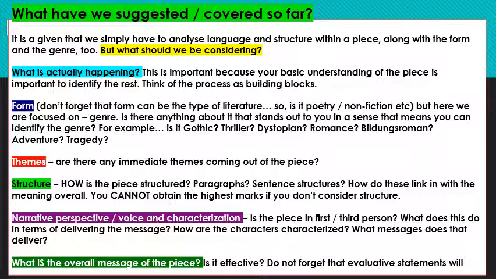So what I'm going to do now is I've selected an extract from a text. It's quite a well-known text. You might know the extract, but I've just taken one paragraph from the extract, and I'm going to go through step by step in colour coding. So I'm going to break down what's happening, what's the form, what are the themes, structural features, narrative perspective, and then I'm going to do a different approach, just talk through what the message of the piece might be overall. Okay.